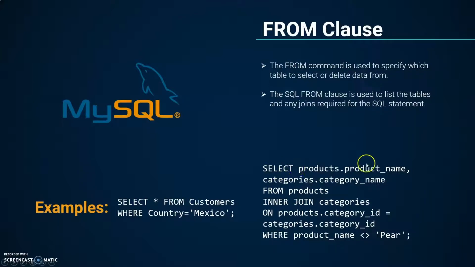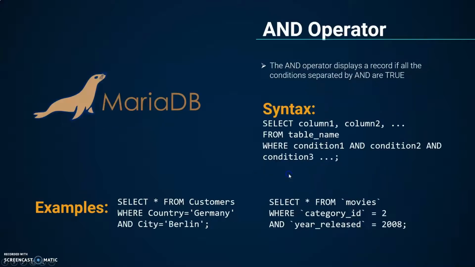The example here is select the product name from products, and also the category name from the categories table, from products. Then we inner join categories on category ID from products where it equals category ID from categories. And then where the product name is not equal to Pear.